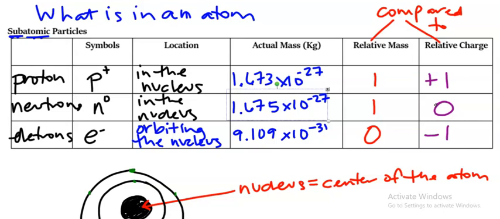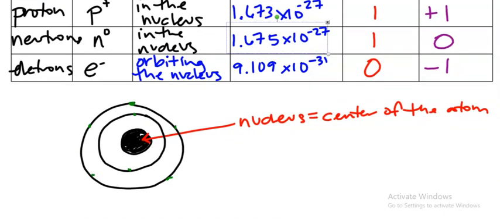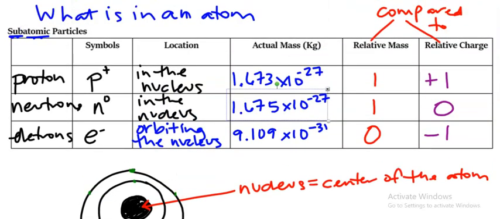All right, so we've got our protons, neutrons, electrons. You can see where they are. Their relative charge and their relative mass are the main takeaways. It's this column and this column. This is not something you're going to have to know. I just wanted to use that to illustrate the relative mass.